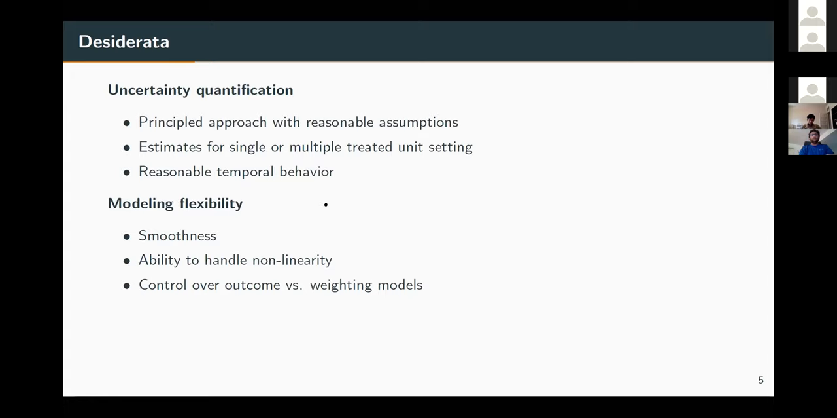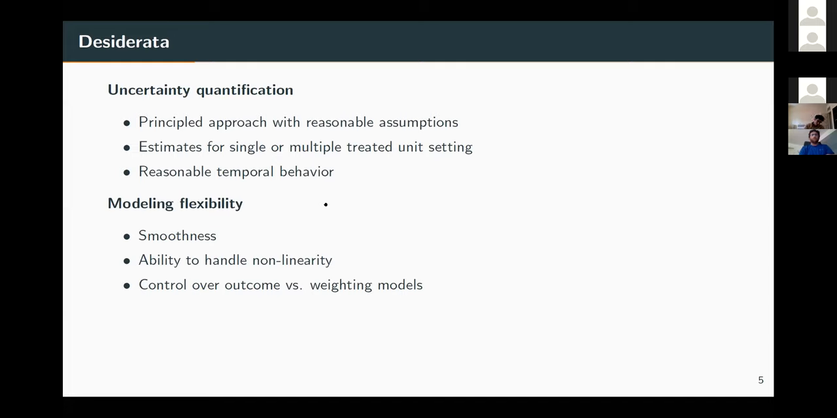So what do we want from a model that does this? We want reasonable uncertainty quantification. We want to be able to say how sure we are of our estimate of this counterfactual under no treatment. And we want this uncertainty to behave reasonably over time, so you'd expect that the further out you're projecting, the more uncertain you are about your estimate. And remember, we're only thinking about a single treated unit. We want to be able to estimate the uncertainty for that single treated unit or extend that to multiple treated units.